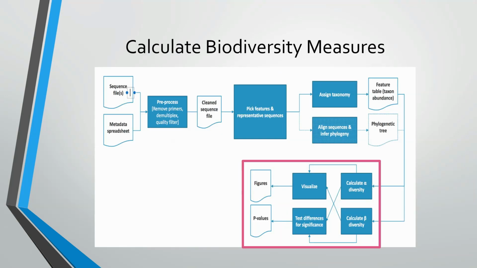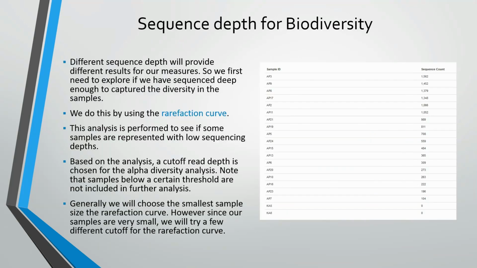Now that the data is ready, we have both the phylogenetic tree and have assigned taxa. We will now go into calculating the biodiversity. Again, one more step before we actually calculate the metrics for the biodiversity is to consider the sequence depth. Different sequence depth will provide different results for our measures. What we first need to do is to explore if we have sequence depth enough to capture the diversity in the sample. And we'll do this by using the rarefaction curve.